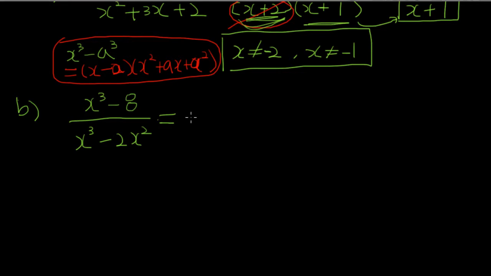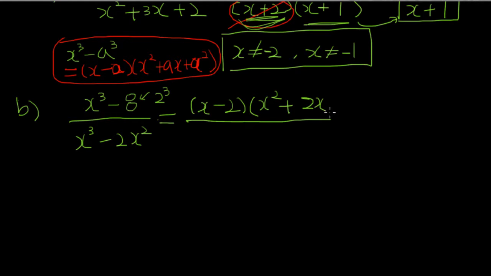So let's assume that you memorized this formula and you know how to apply it, because this 8 is actually 2 to the third, right? So in our case, our a is 2, so this can be factored as x minus 2 times x squared plus 2x, which is ax, plus 2 squared, which is 4. Right, just like that.